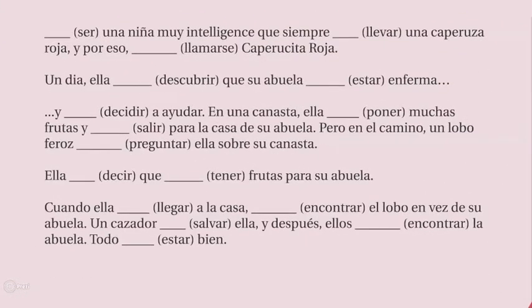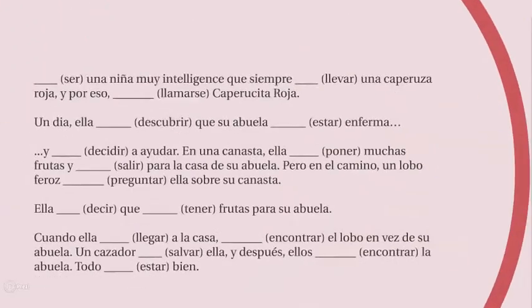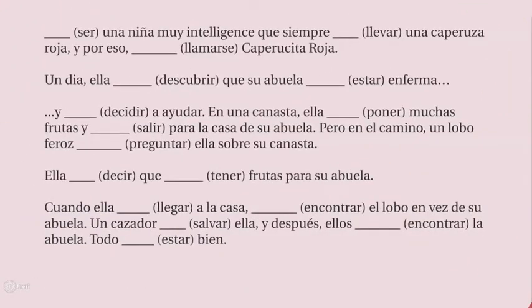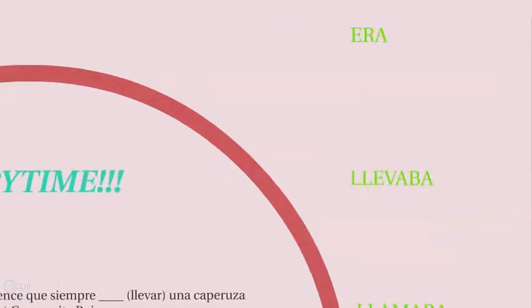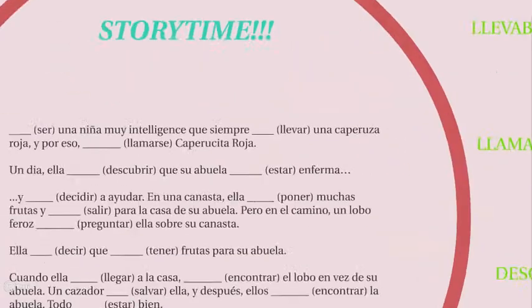Alright, the first word is already a decision to make. Whoops, well, better start early. The verb is ser, so it's a state of being, and therefore it's setting the scene. So that's easy. So, era una niña muy inteligente que siempre... Do you remember what kind of verbs are signaled by siempre? Siempre means always, so it's imperfect.